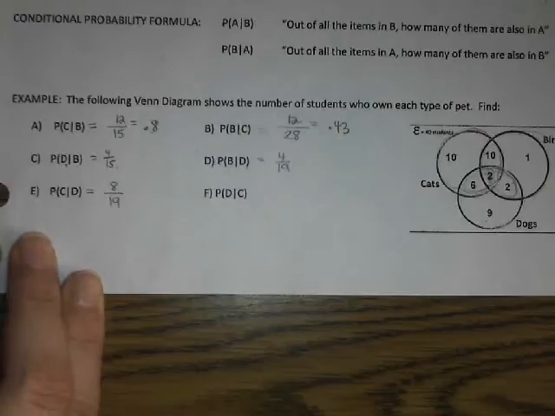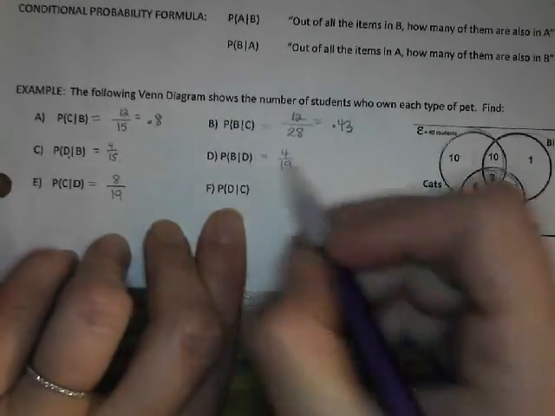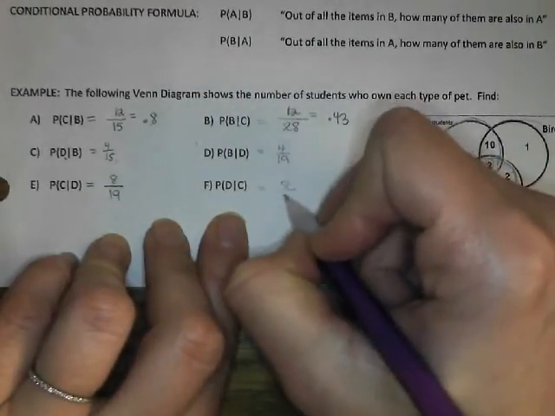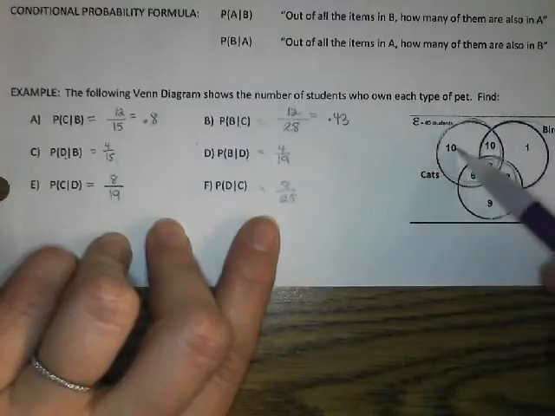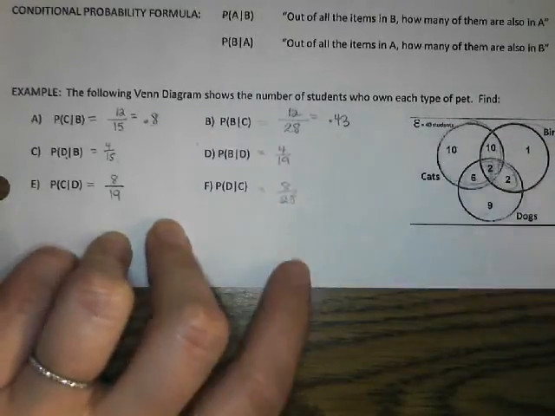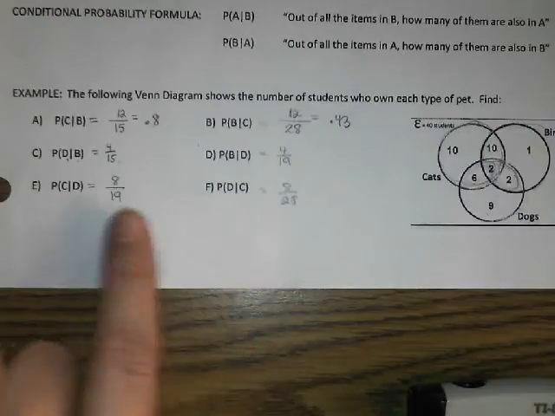And the flip of that, Scott? 8 out of 28. 8 out of how many? 28. So out of all the cat owners, which there were 28, how many also own a dog? 8 out of 28. Now, these are pretty low. 8 out of 28.